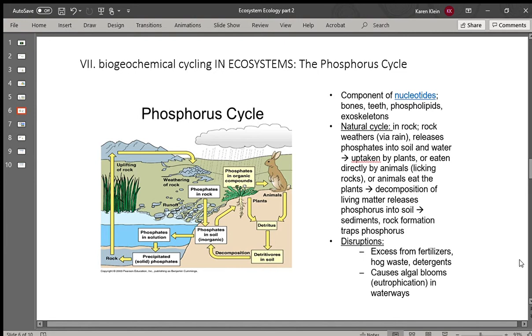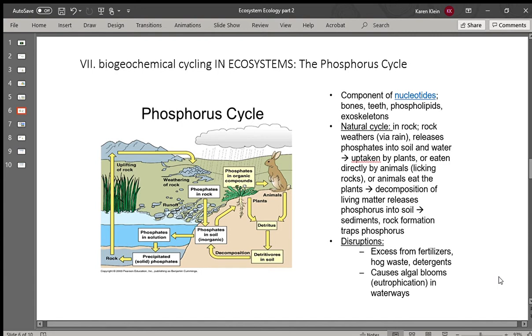You have phosphorus in the soil, it's taken up by plants, and then the animal eats the plant, or an animal eats the animal that eats the plant. Now, you do have animals that directly eat rocks or chew on rocks for phosphorus. Some people might even take calcium/phosphorus supplements, which are basically rocks, really.